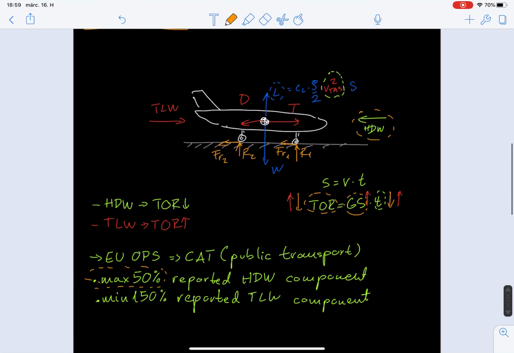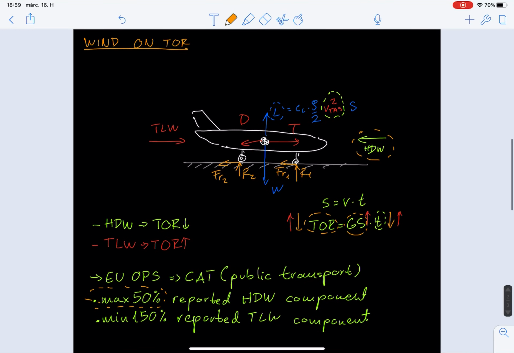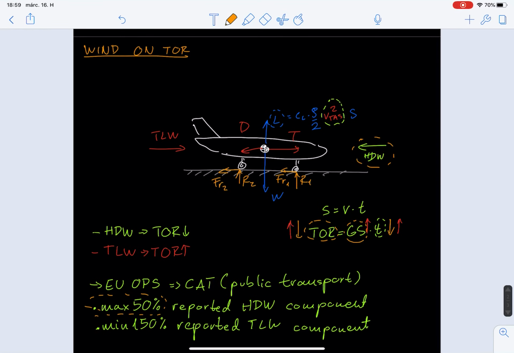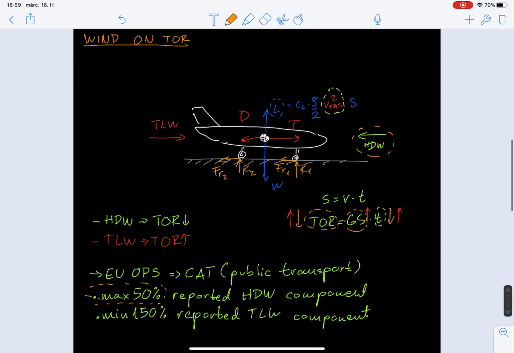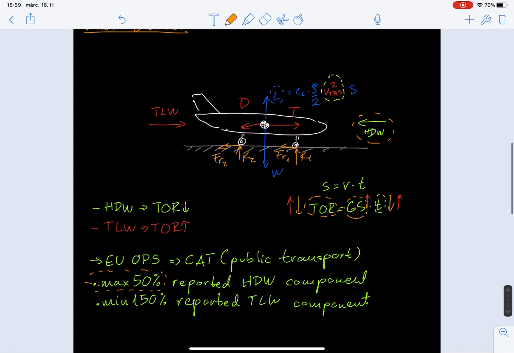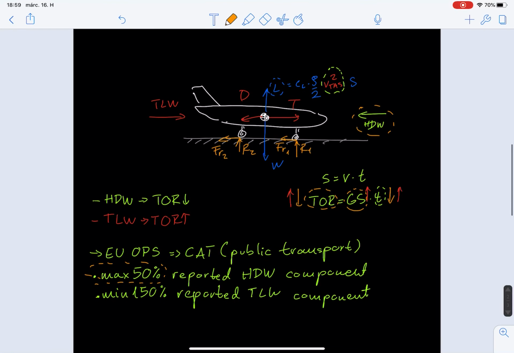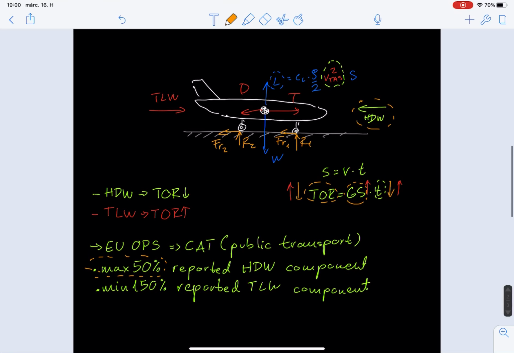And the same thing happens for the tailwind component, right? So let's remain at the same example. You have a 10 knot tailwind, and you do your calculation, and you can barely use the entire takeoff run which is required. So let's say that you now have 12 knots of tailwind. In that case, if you did your calculation with 10 knots of tailwind and you barely could make the takeoff run, if you have now 12 knots of tailwind, you're not making the takeoff run, right?